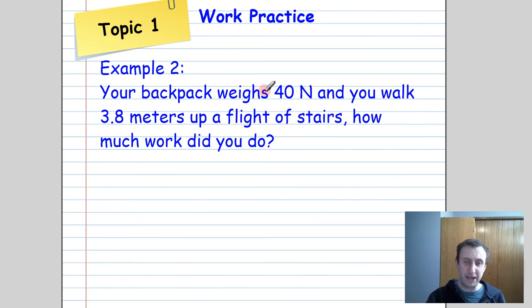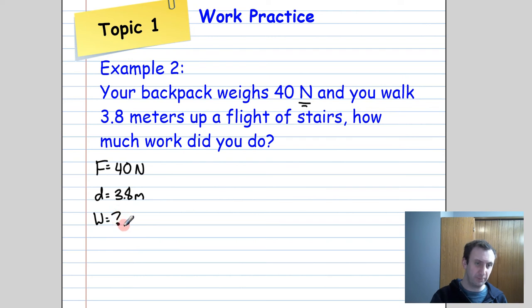So I have your backpack weighs 40 newtons. I can see that that's a force based on the unit. So even though it doesn't say force directly, I know from the newtons that it is a force, so I can use it as one. So 40 N. This is a bit of a side note: weight is force of gravity. So when they talk about weight, it is talking about a force. And you walk 3.8 meters up a flight of stairs. So my distance is 3.8 meters. How much work did you do?